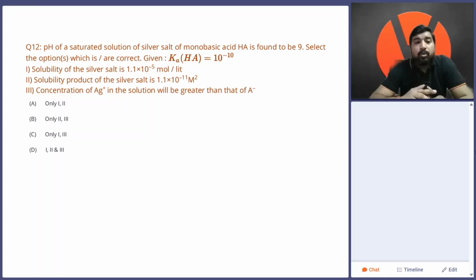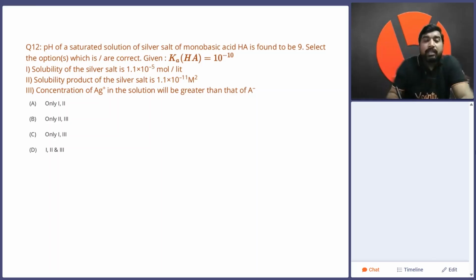In question number 12, the pH of the saturated solution of the silver salt of monobasic acid HA is found to be 9. Means the pH of the solution is 9. Select the option which is correct. The value of Ka of HA is 10 raised to the power minus 10. Basically, this is a case of simultaneous equilibrium.